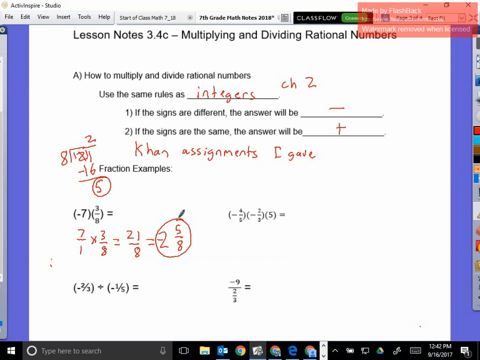Now take a look at this problem over here. We got all kinds of stuff going on here. We got two fractions multiplied, and then we got a whole number 5 over here multiplied.